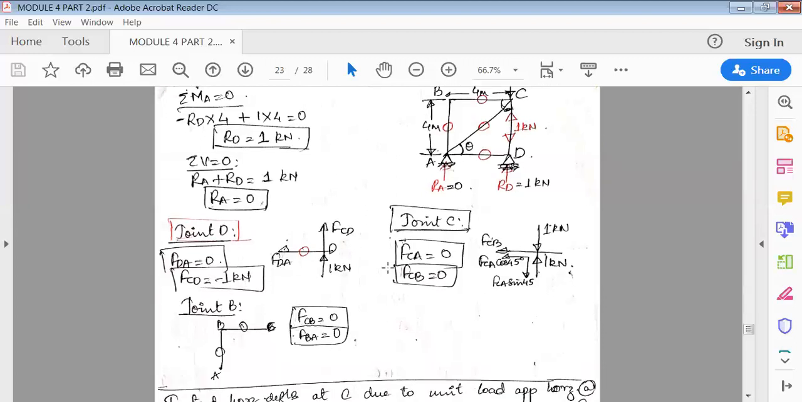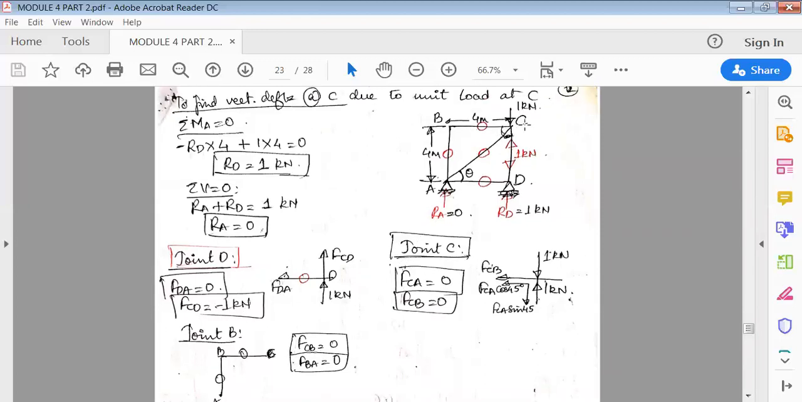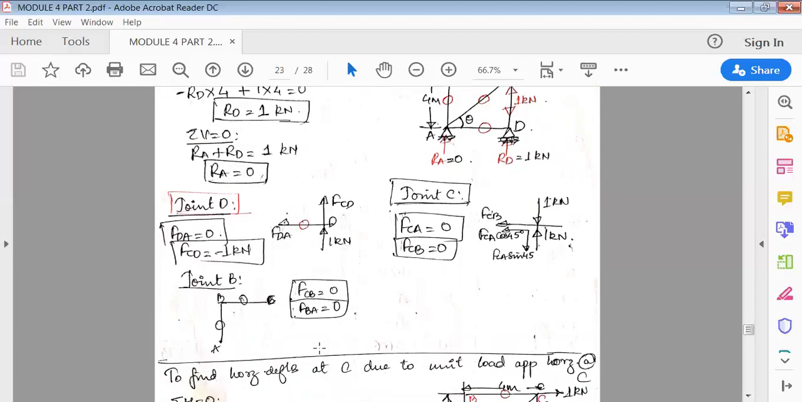Then let me go to next joint B. So if you go to joint B, or before that we will go to joint C. So in joint C, again, mark all the forces here. So FCA also 0, FCB is also 0. Only thing is, we are marking all the forces in the members. First, draw the given joint, mark all the forces acting on it, so free body diagram of that particular joint, and then calculate the forces in each member. Okay, summation H is equal to 0, summation V is equal to 0.